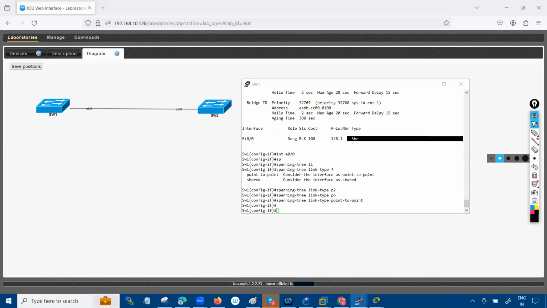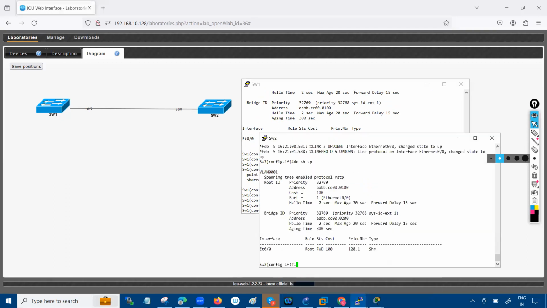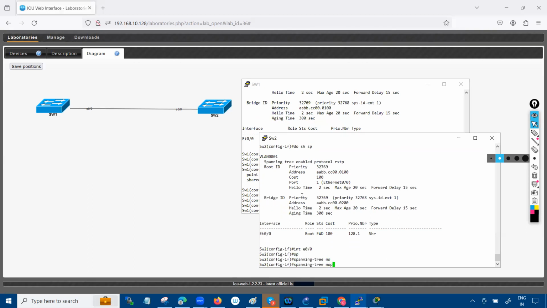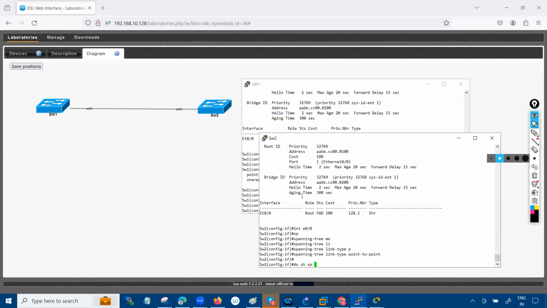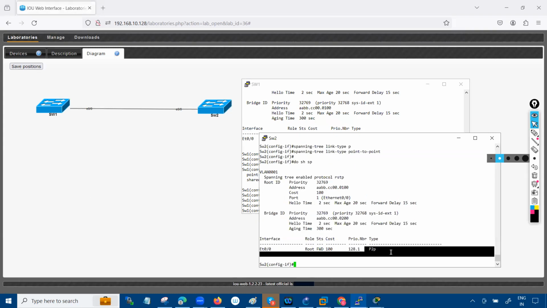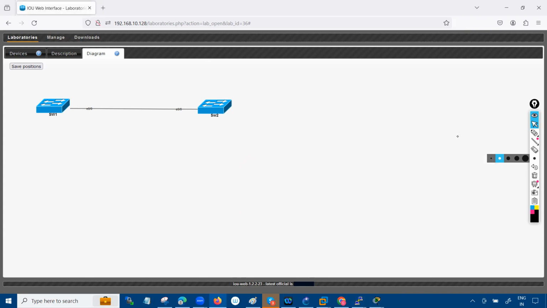Same thing on switch 2 right now. Interface, spanning tree link type point-to-point. That's an issue with the web IOU. So now do show spanning tree now. Let's change the point. All got it? Anyone has any questions? No. Great.